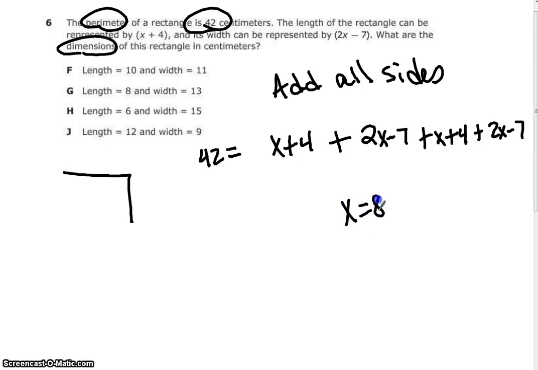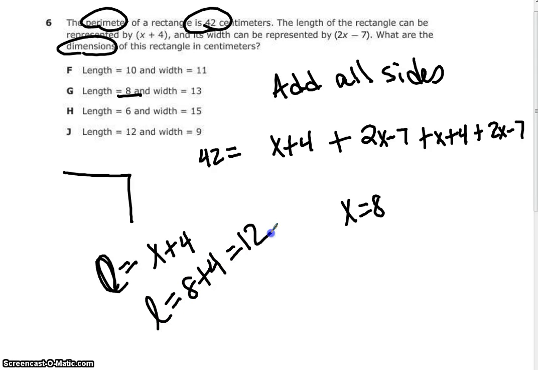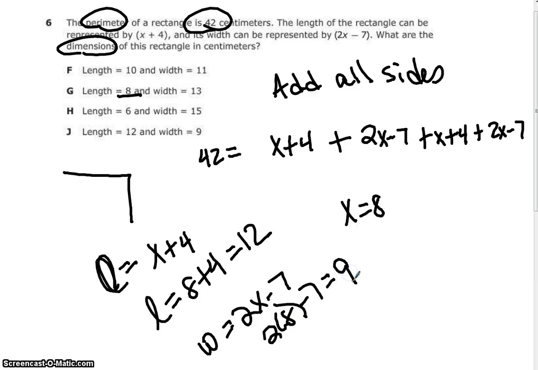Now, be careful, because x is equal to 8. That's not your length, and that's not your width. So don't go in there and say, oh, my length is 8. That's not right. One of your sides, x plus 4, is the length. So your length is equal to 8 plus 4, which is 12. Your width is equal to 2x minus 7. So that would be 2 times 8 minus 7, which if you put in your calculator is 9. So your answer is actually J. Length is 12, width is 9.